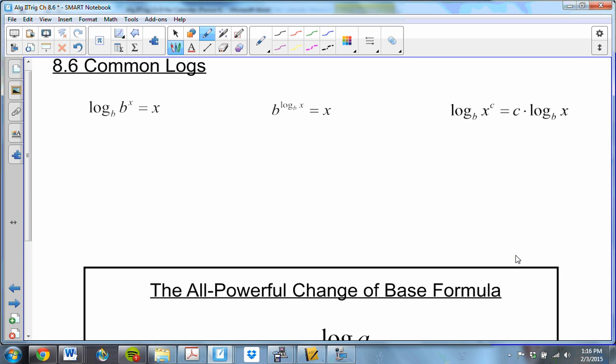for why they're true. Here we have log base b of x, log base b of b to the x equals x. Basically meaning if the base of the log and the base of the power are the same, they basically cancel and you get an x. I've said the word base a lot.